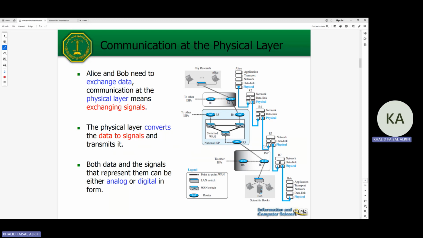This figure, we will see it with each layer. Here, let me just give you an example. Take a look at it.